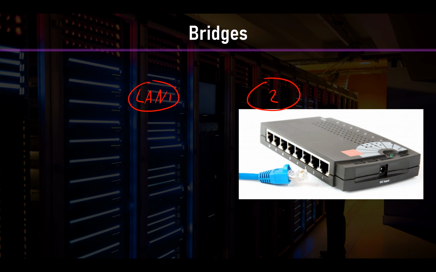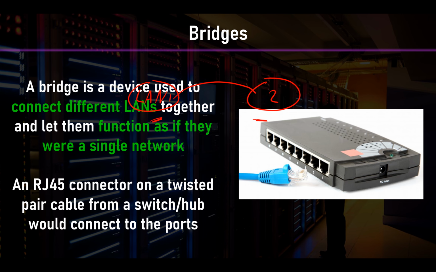Now, for me, the way I like to think of a bridge is geography: a bridge is used to connect different islands. So this here is island 1, this is island 2, and the bridge between the two just joins them together. And hopefully that makes sense. Also, the twisted pair cable is just going to plug into the back of the bridge in order to join all the networks together.